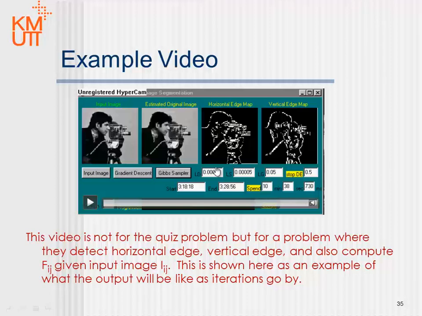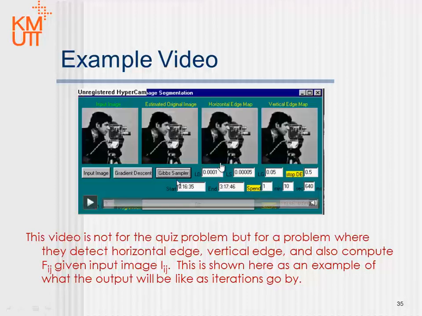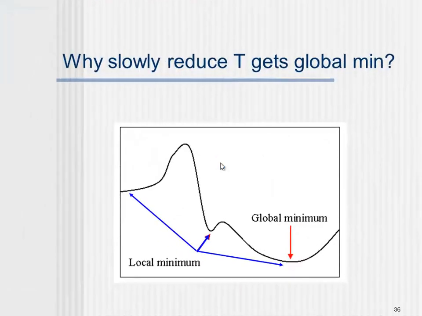Okay? So that should be enough for this example. Now, you might be wondering why slowly reducing the temperature will not get stuck at a local minimum.